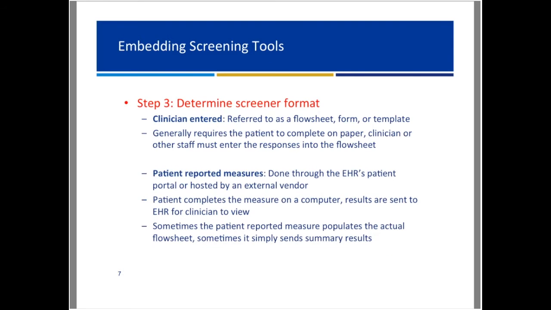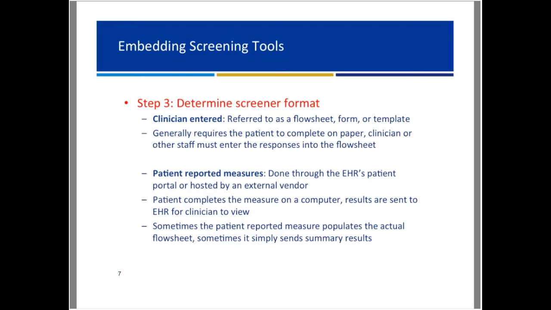Okay, step 3 is to determine the screener format. There are 2 main options for determining the screener format, the clinician entered versus the patient-reported measure. For the clinician entry, this is often referred to as a flow sheet or a form or a template, and it's completed by the clinician or another staff member. So it generally requires the patient to complete the screener on paper or to complete it verbally, and then someone, the clinician or another staff member, must enter the responses into the flow sheet.